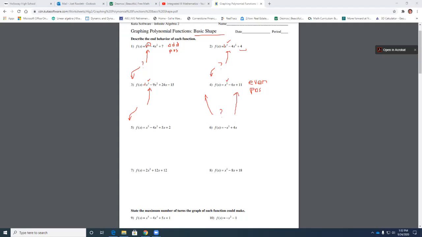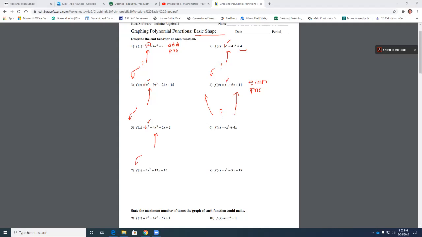If you look at number 5, this is going to be an odd function because the highest power is an odd number, 5. And it's also increasing because it has a positive 1 in the front. So since it's positive, it's going to start low and it's going to end high, because it's an odd function. Notice the tails go in opposite directions.